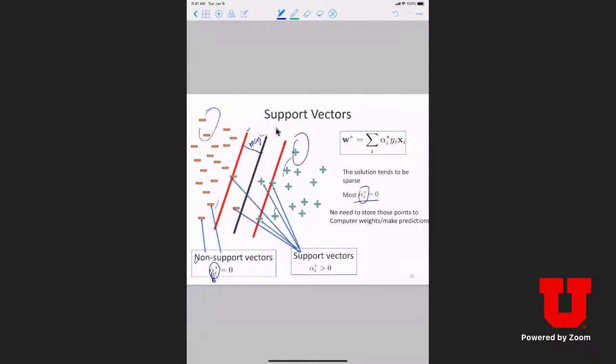So really the idea is just that the w star is being influenced by the points that are closest together, the hardest to classify. What we're saying is that a lot of these training examples are going to be easily separable, but those aren't influencing how we're calculating this.